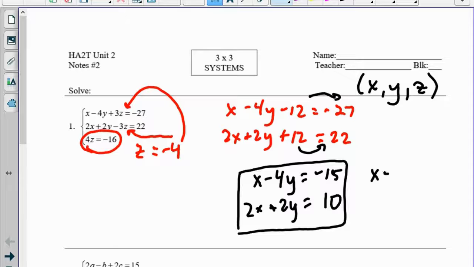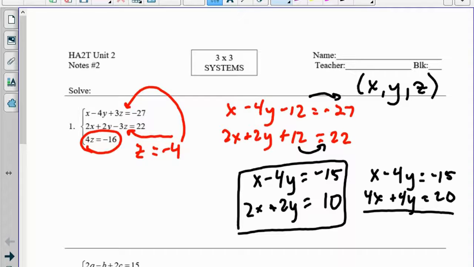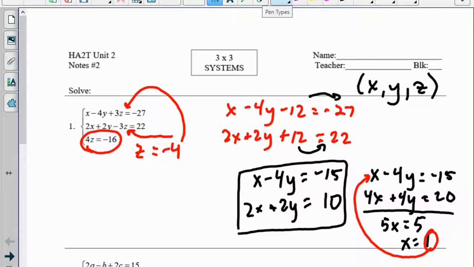So if I leave the top the same and multiply the bottom equation by 2, then I can just add. I get 5x equals 5 and x equals 1. I then substitute that back in, and I get 1 minus 4y equals negative 15. I subtract the 1 over, I get negative 4y equals negative 16, and I figure out that y equals 4. So my final answer is 1, comma 4, comma negative 5.